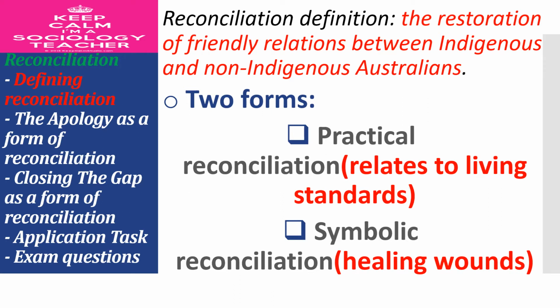There's two ways that you can try to fix a relationship. You can do it through symbolism, symbolic reconciliation: saying sorry, using gestures, trying to fix the relationship through just gestures, not really doing anything physical. Practical is all about physical reconciliation. It's all about living standards, okay?